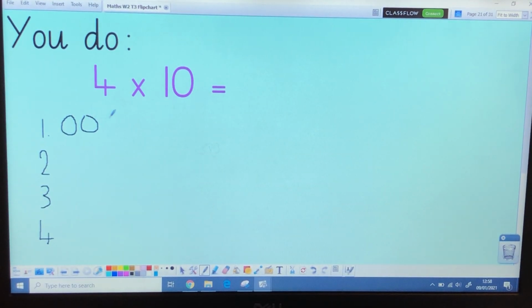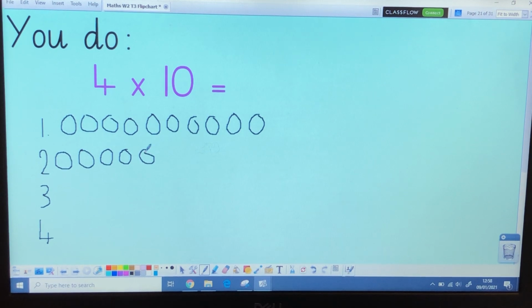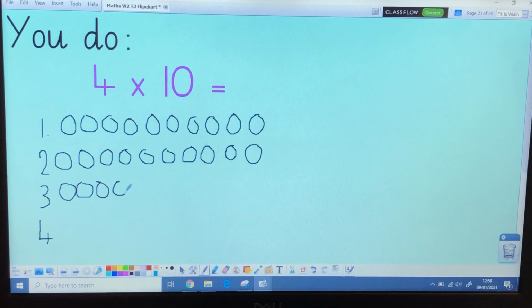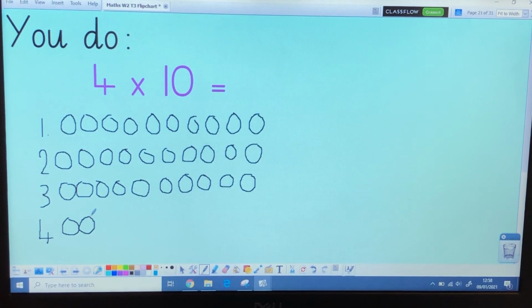1, 2, 3, 4, 5, 6, 7, 8, 9, 10, and again. Then the same for the next group, and the next, and the last one, counting to 10 each time.